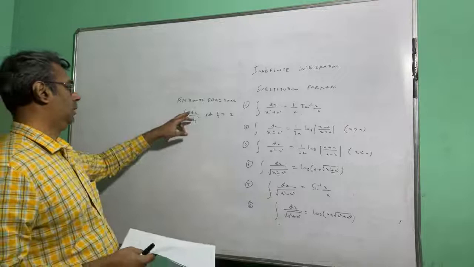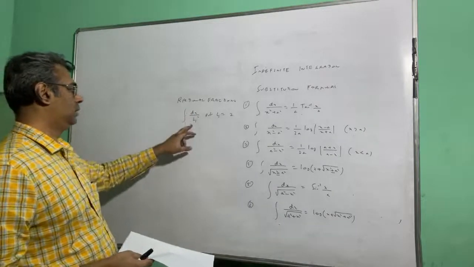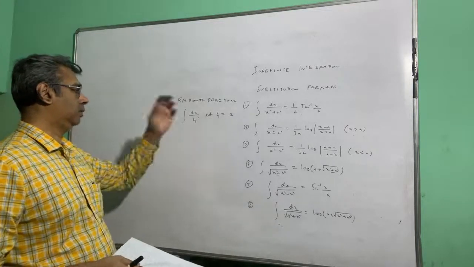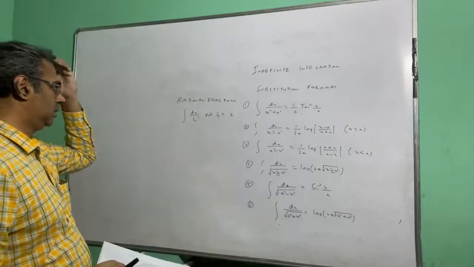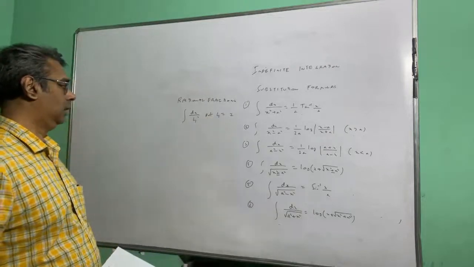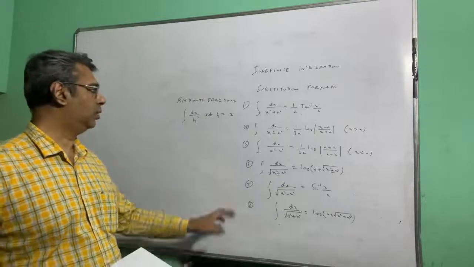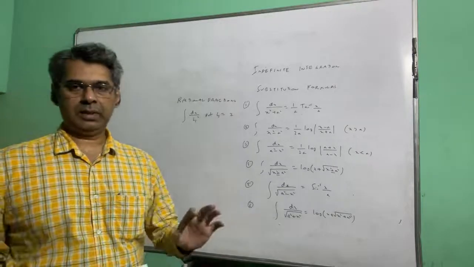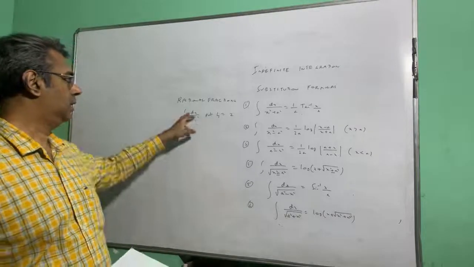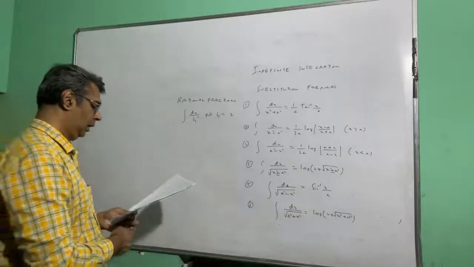Okay, integration dx by L1 to the power n. Suppose you are doing integration of dx by L1 to the power n, then you put L1 equal to z, right? I don't want to give any example of this, just remember it like this. L1 stands for linear, anything linear. So dx by linear to the power n, just put the linear expression equal to z.